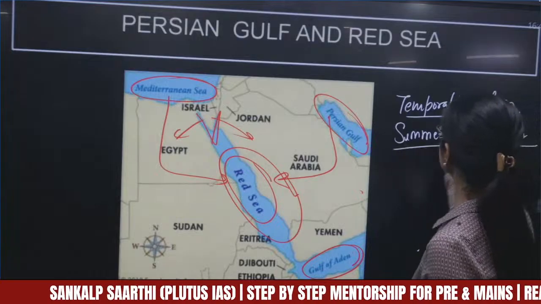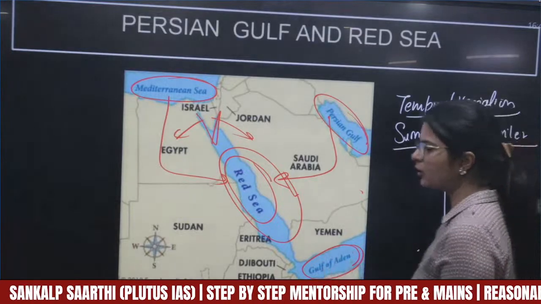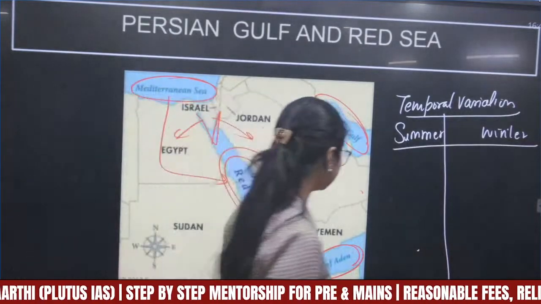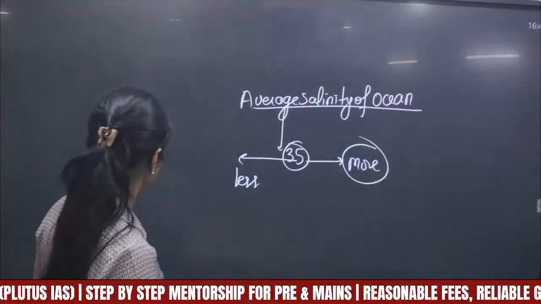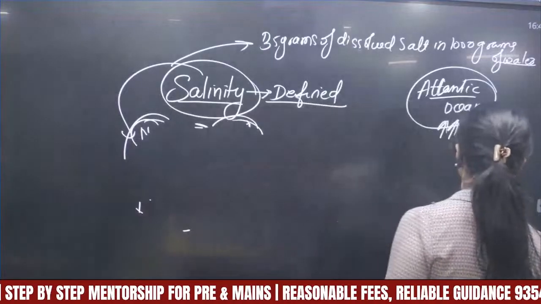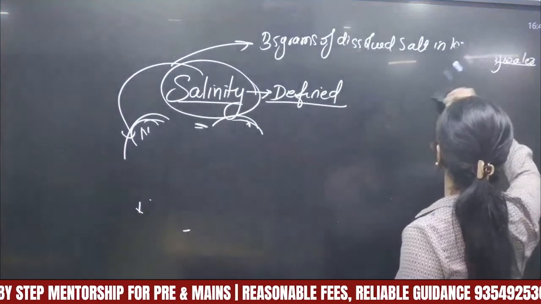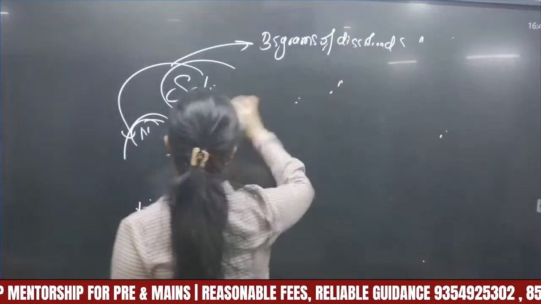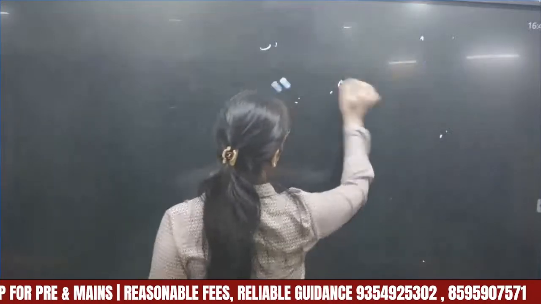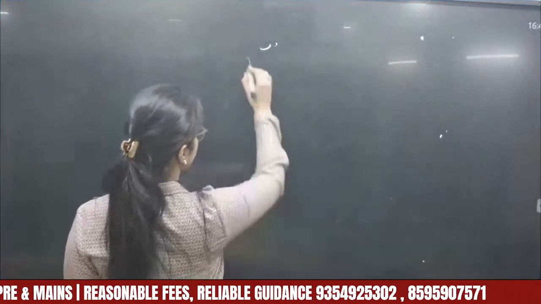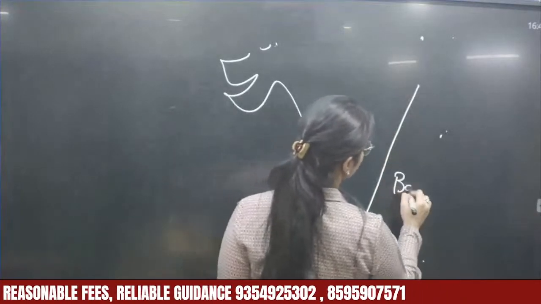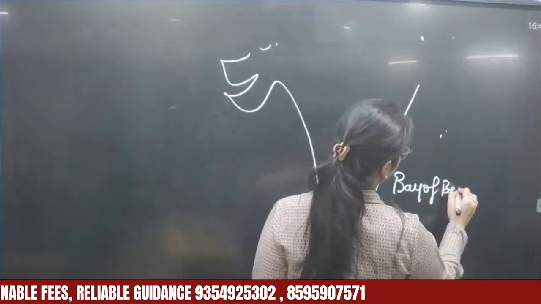obviously in the summers you can take one more example, which is your Bay of Bengal and Arabian Sea. I just forgot to take that example. Very nice example. We can take the example of Arabian Sea and Bay of Bengal. Just look how it differs. When we take Bay of Bengal and Arabian Sea, your Bay of Bengal has a very low salinity value in the months of monsoon.